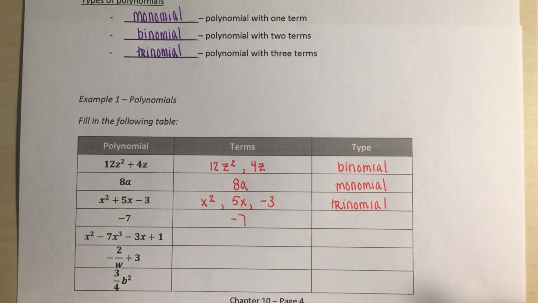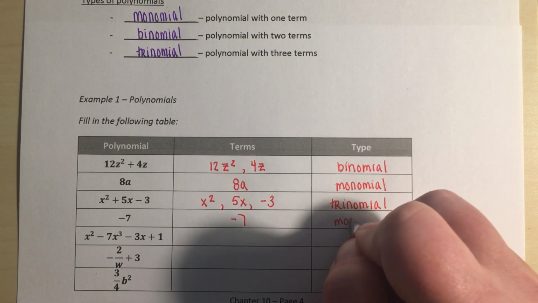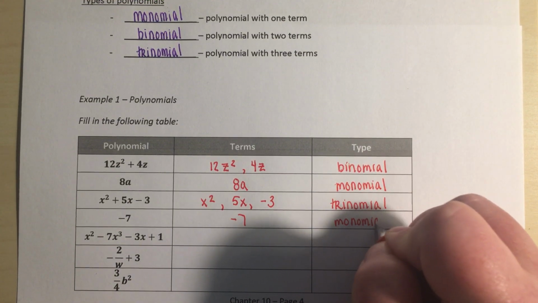Negative 7 is one single term. It doesn't happen to have a variable, but that's okay. It's still considered a monomial.